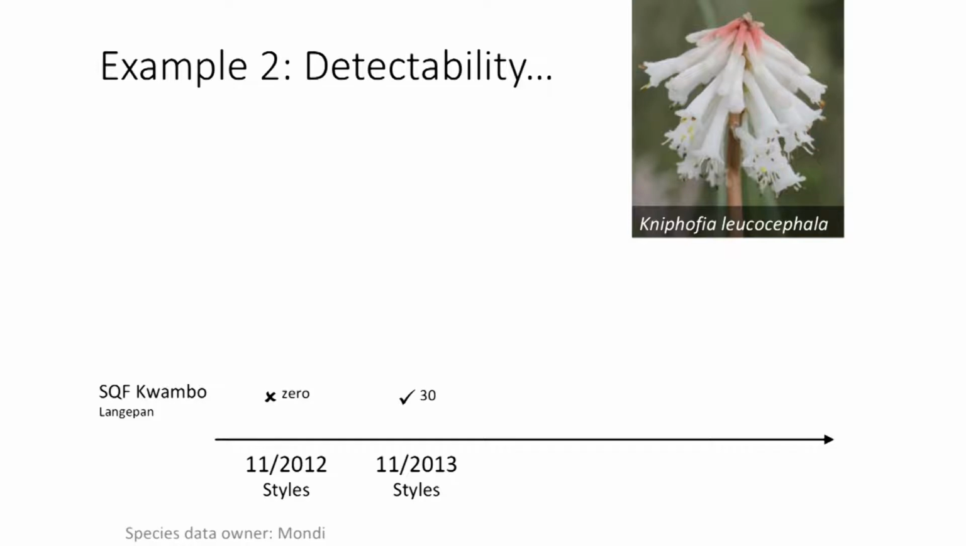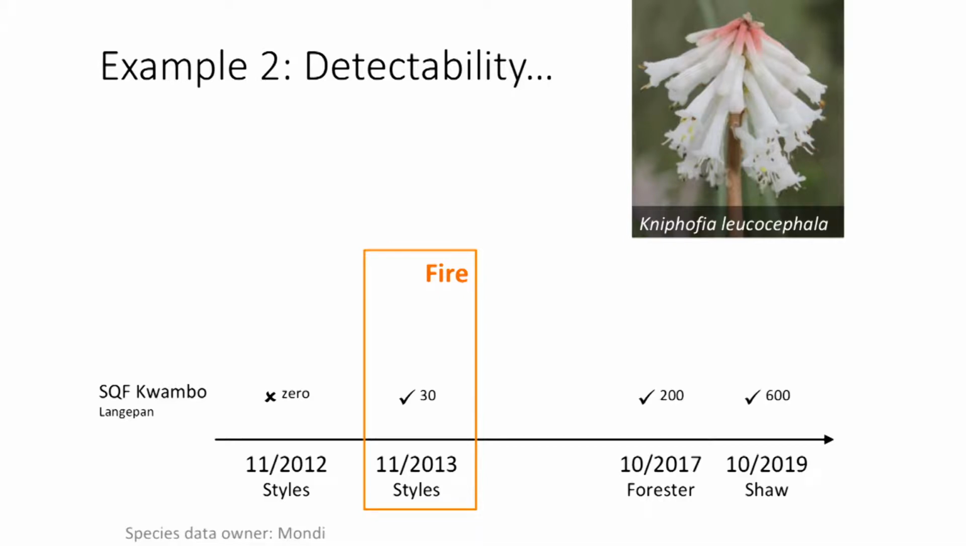It was not there. Then in 2013, he found 30 individuals, which is good. It's not fantastic, but it's good. And this was largely as a result of fire. Remember, I'm just pointing it out: this example is specifically talking about the detectability of species. Okay, now we carry on.